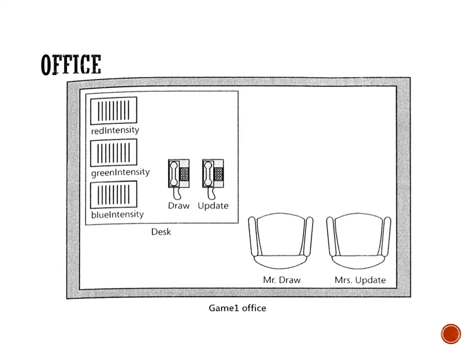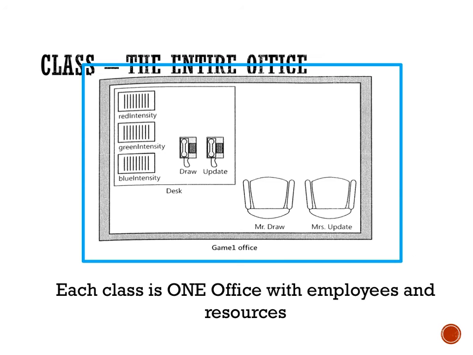So what you should see in front of you is a handout that looks somewhat like this, labeled the office, and then I will go through each of these pieces in here, from the methods to the parameters to everything like that, and we will talk about how a class is in fact like an office building. So first things first, the class itself is the entire office room. So each class is essentially one office with its own employees and its own resources.